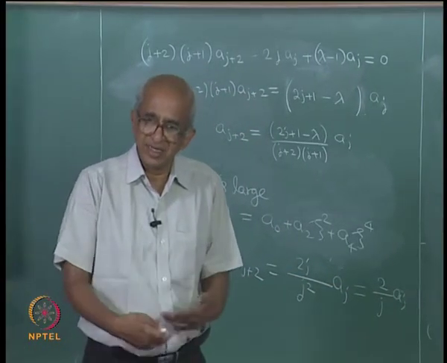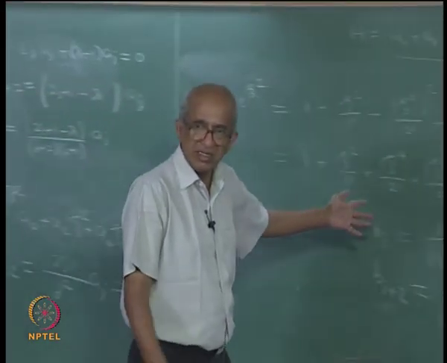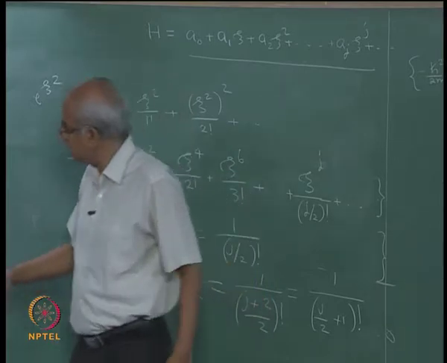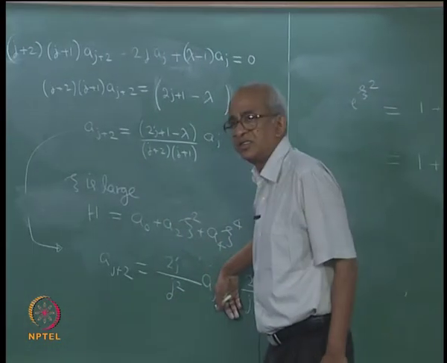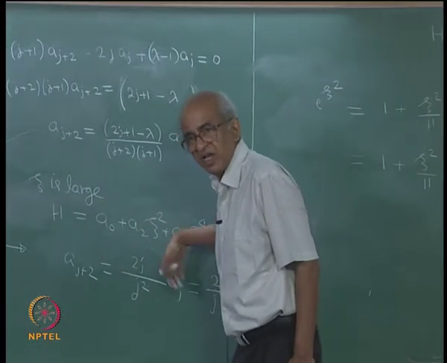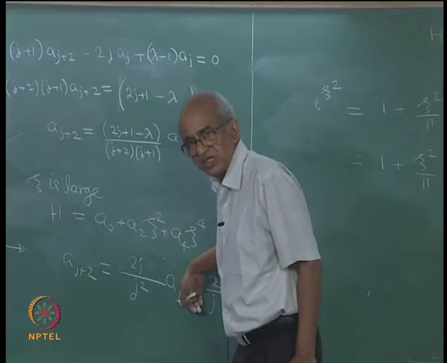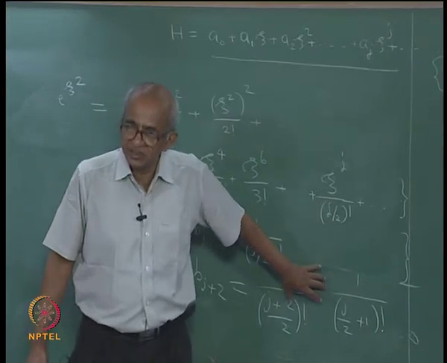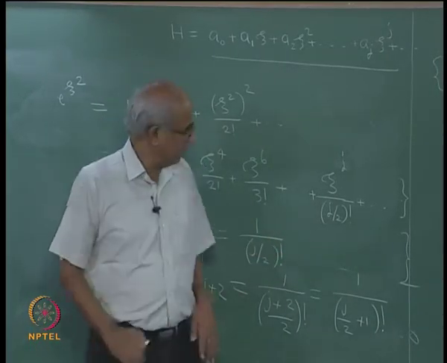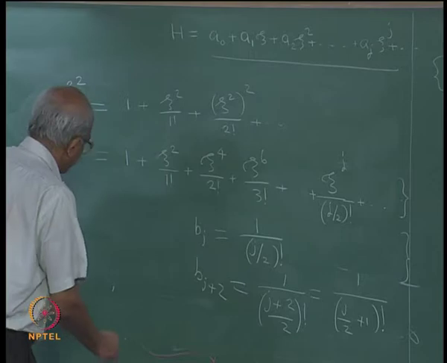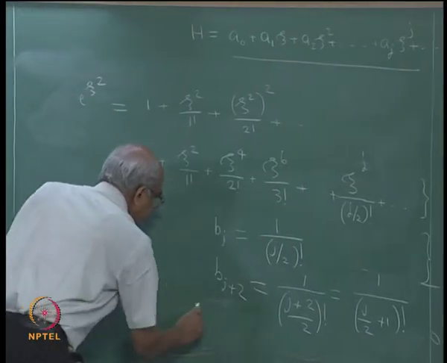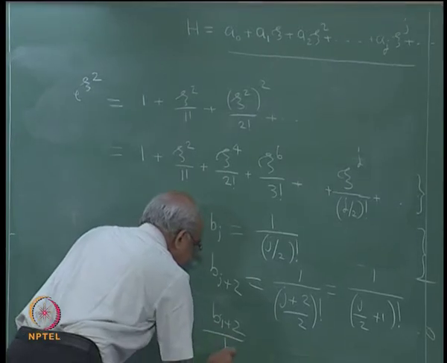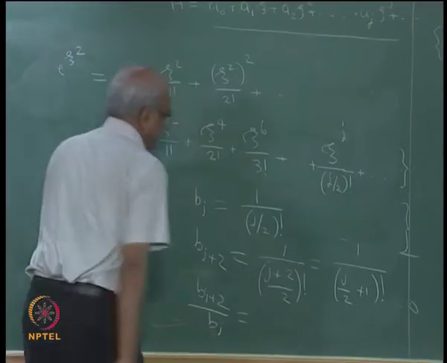I mean, why do I do this? Because I want to find a recursion relationship that is valid for this series and show that that recursion relationship and this recursion relationship are the same. And because the recursion relationships are the same, the behavior of this series and the behavior of that series has to be the same. That is the reason why I am doing this. So, therefore, now let me calculate Bj plus 2 divided by Bj. How much would it be?